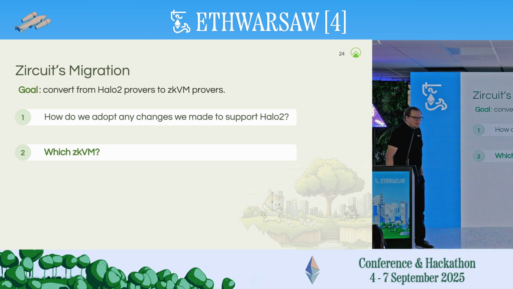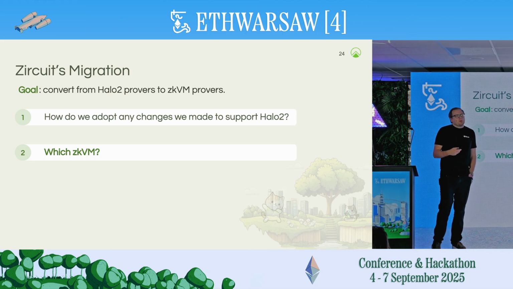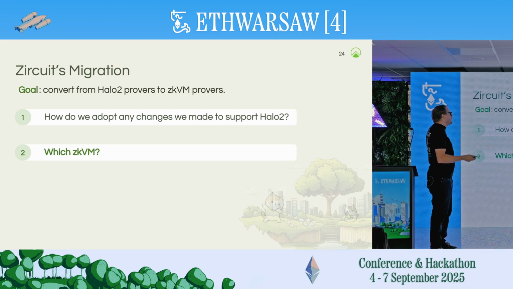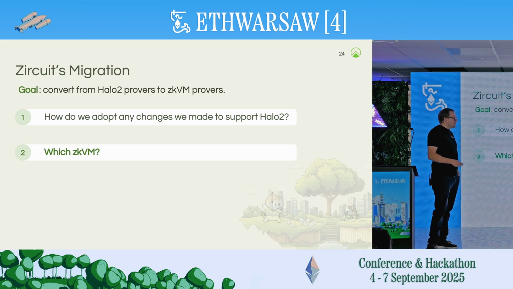We had two questions. We said, first, how do we actually do this? We made a lot of changes in Zircuit's specific architecture to make sure that the Halo 2 provers we decided to use would actually be reasonably competitive. I don't think we ever won the race for fastest block time as much as we wanted to. I don't think we ever got close. I think we got close, maybe, but we didn't win. We made some changes, and then how do we fix that?